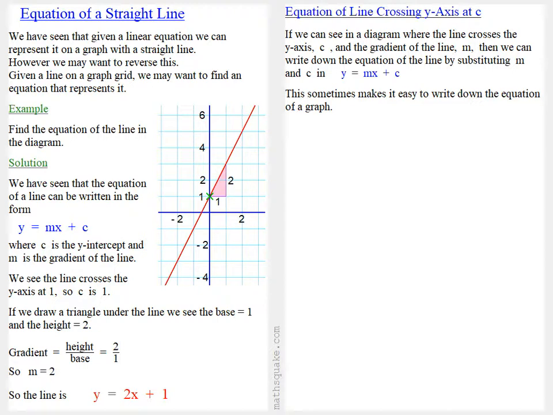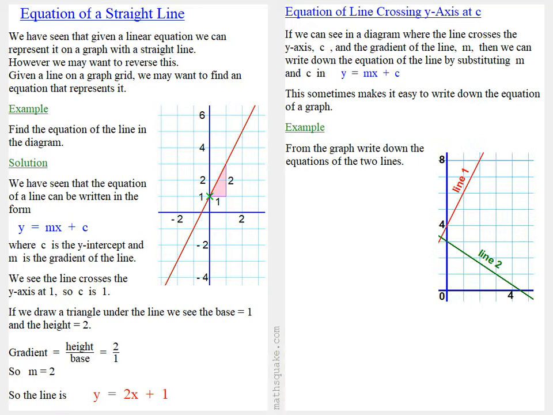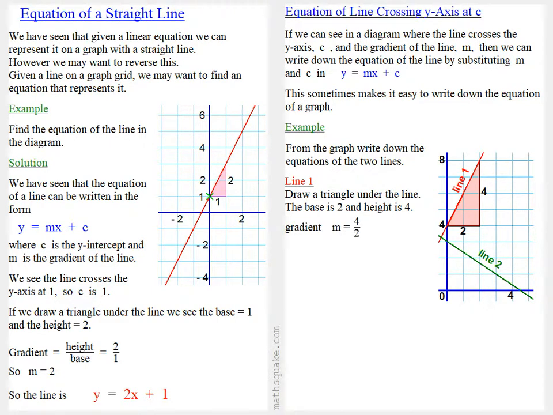From the graph, write down the equation of the two lines. Well, for line 1, we draw a triangle under the line. Now we see the base is 2 and the height is 4. So the gradient is the height over the base, which is 4 over 2, or just 2. And the y-intercept c is 4. It crosses the axis when y is 4. So the equation of the line is y equals mx plus c, in other words, y equals 2x plus 4.